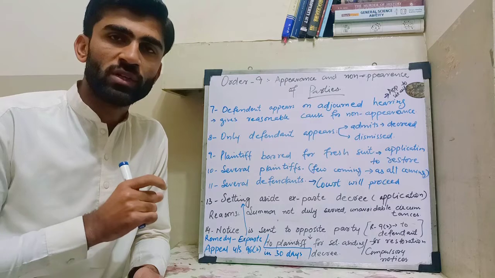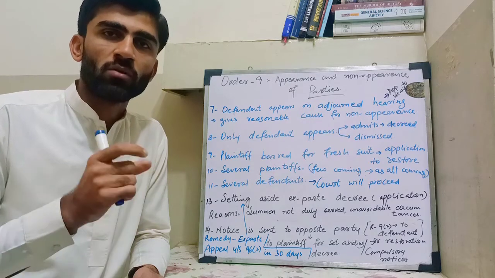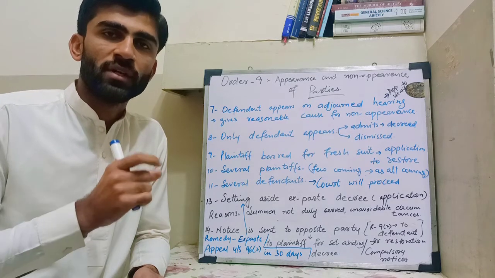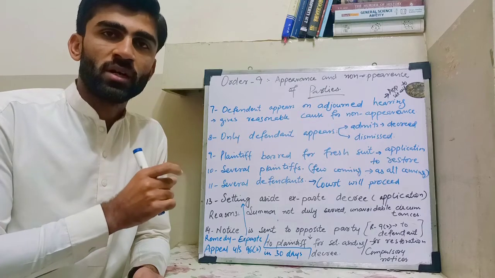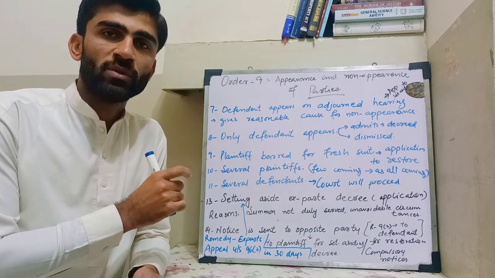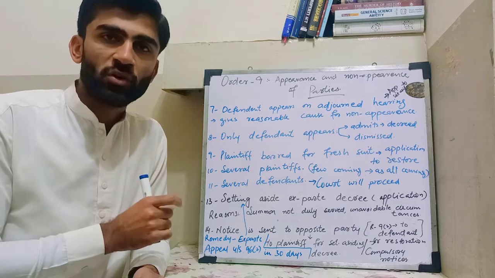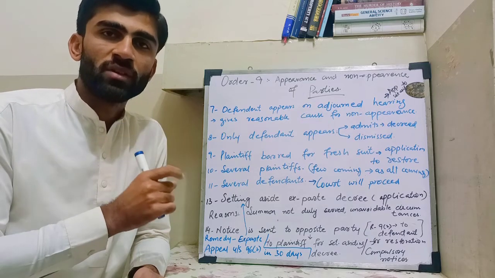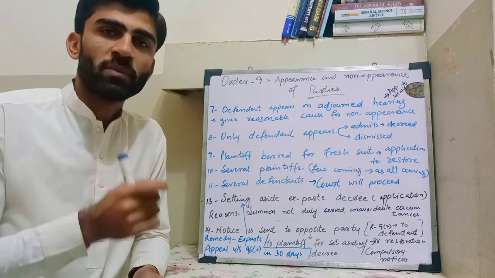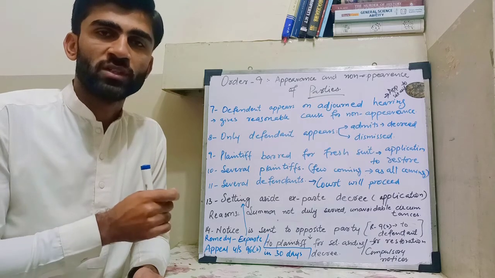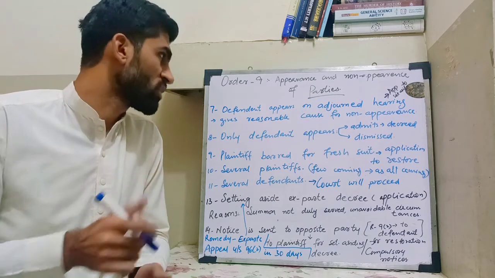So the defendant comes on the adjourned hearing and gives the court a reasonable cause to believe that there were unavoidable circumstances, or the summons were not duly served or were not served in time. So he will give an application to set aside the ex parte proceedings.